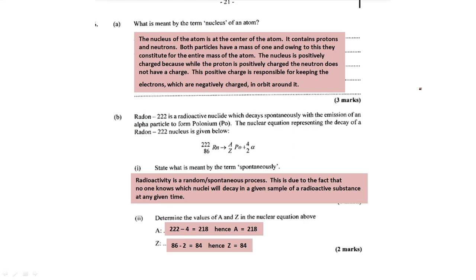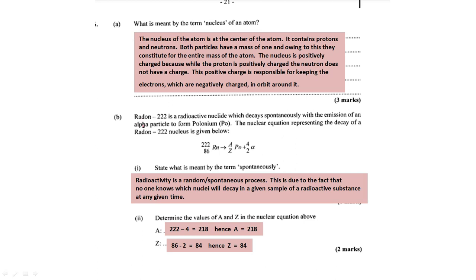Okay, we're moving on to question 6. It says, what is meant by the term nucleus of an atom? Now, the nucleus of the atom is at the center of the atom. It contains protons and neutrons. Both particles have a mass of 1, and owing to this, they constitute the entire mass of the atom. The nucleus is positively charged, because the proton is positively charged and the neutron does not have a charge. So this positive charge is responsible for keeping the electrons, which are negatively charged, in orbit around it. So that should give it 3 marks.